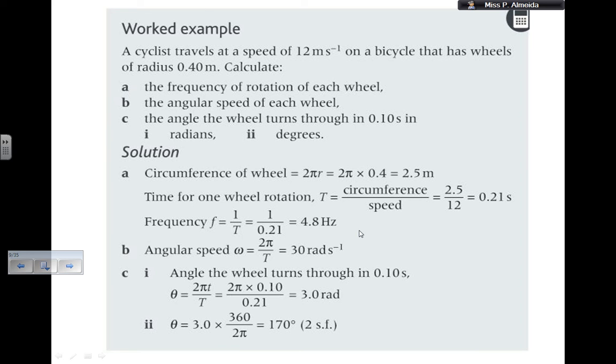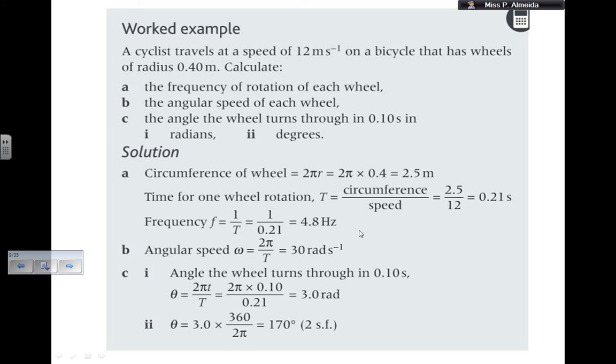The angular speed is going to be 2 pi over the time of one rotation, so that's going to be 2 pi over 0.21 seconds. That's going to give you 30, and then you need to put the units, so radians per second, or radians second minus 1.